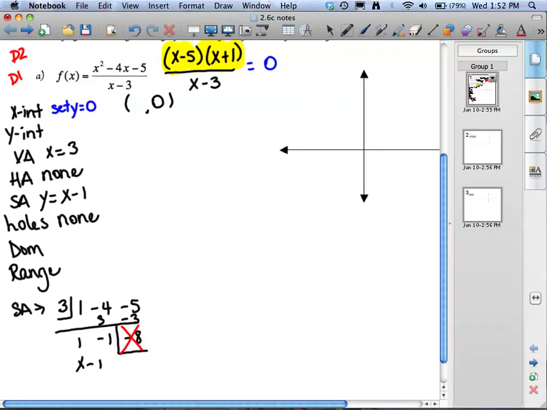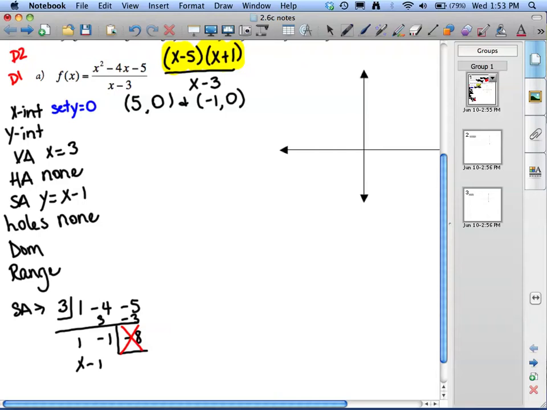So there are actually 2 x-intercepts. One of them is at (5, 0). The other one is at (-1, 0). You will see that when we graph it, but that's how you do it algebraically. So that's what you do there.